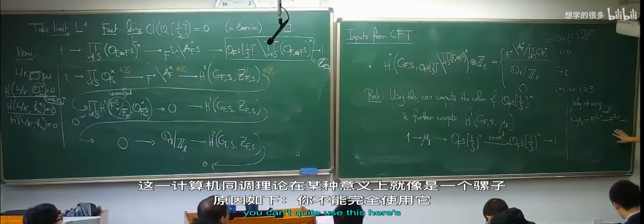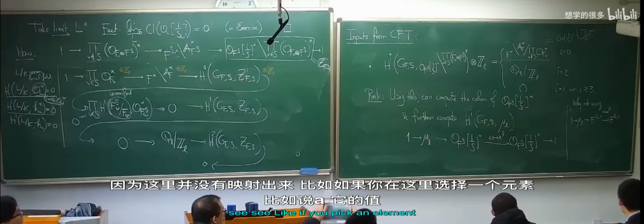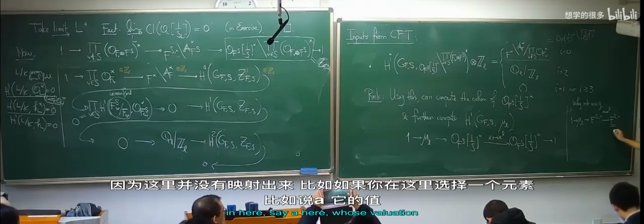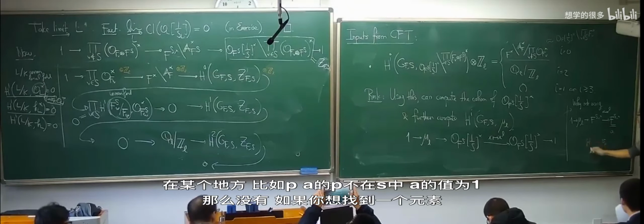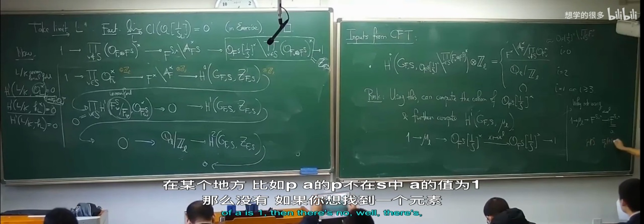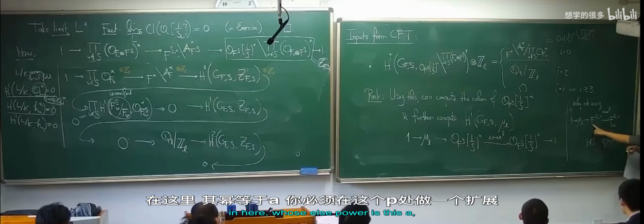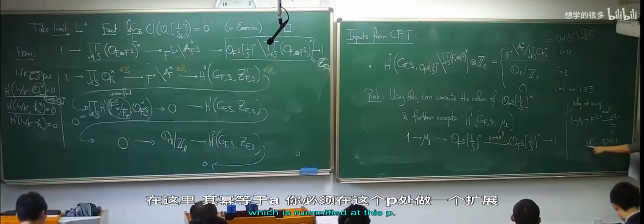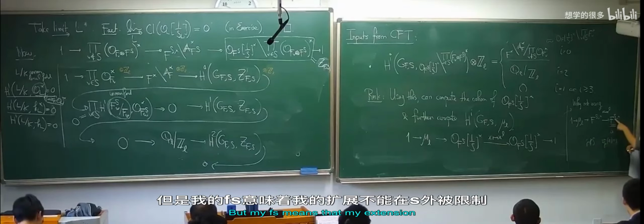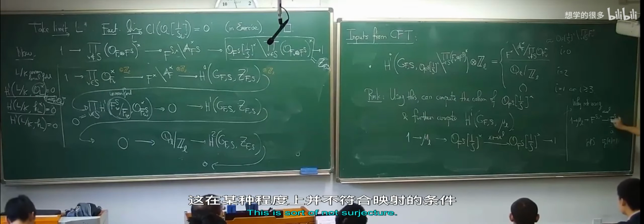The answer is you can't quite use this. Here's why: it's not surjective. If you pick an element in here, say A, whose valuation at some place P not in S is 1, then if you want to find an element whose L's power is this A, you have to make an extension which is ramified at this P. But my condition means that my extension cannot be ramified away from S. So therefore, this is not exact. This is not surjective.